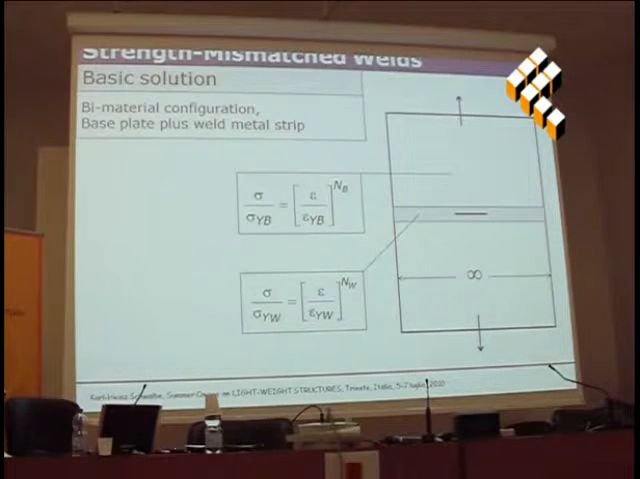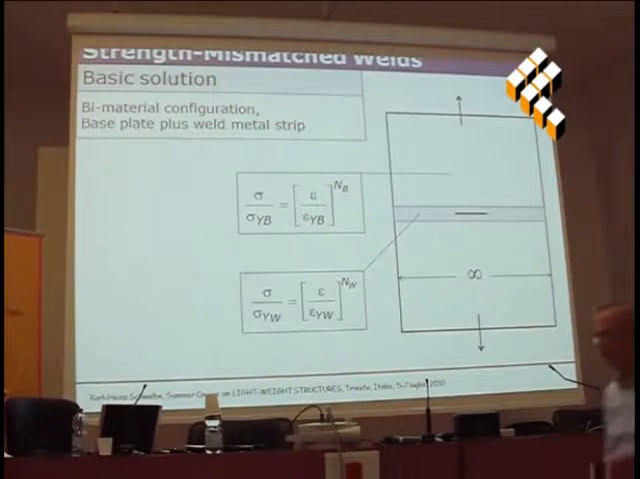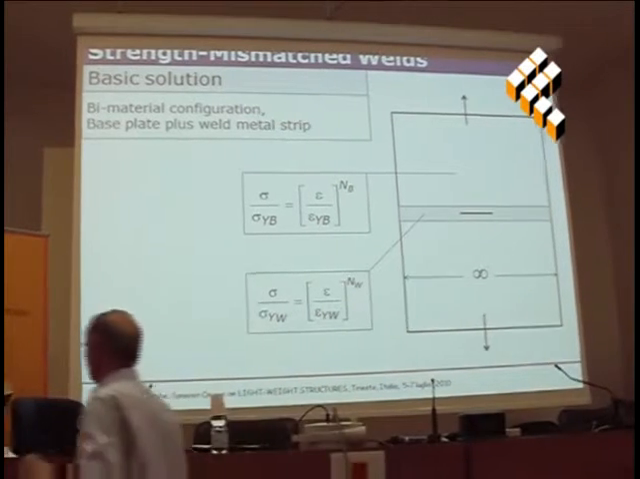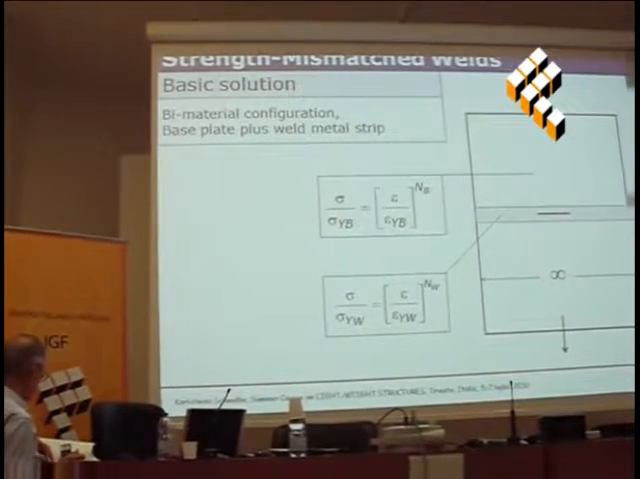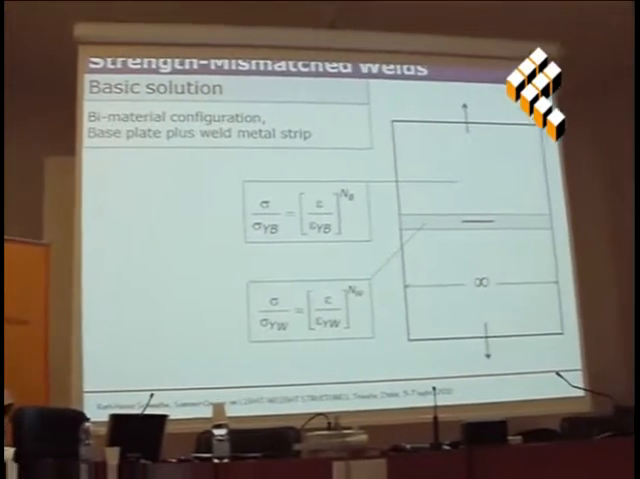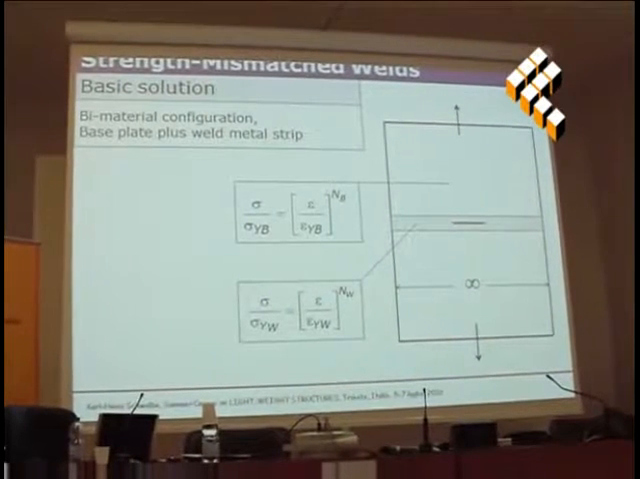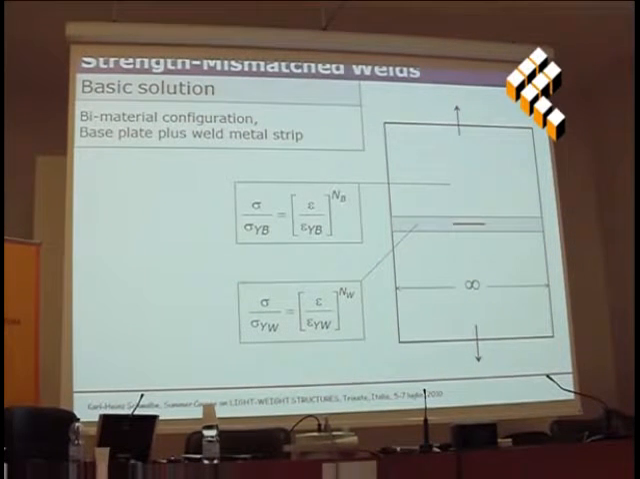Now coming back to this situation here. Once again, we have a mismatched plate. This base plate is assigned its stress-strain curve. The weld metal is assigned its own stress-strain curve. And for both partners, we can predict that delta 5 is a correct driving force parameter.